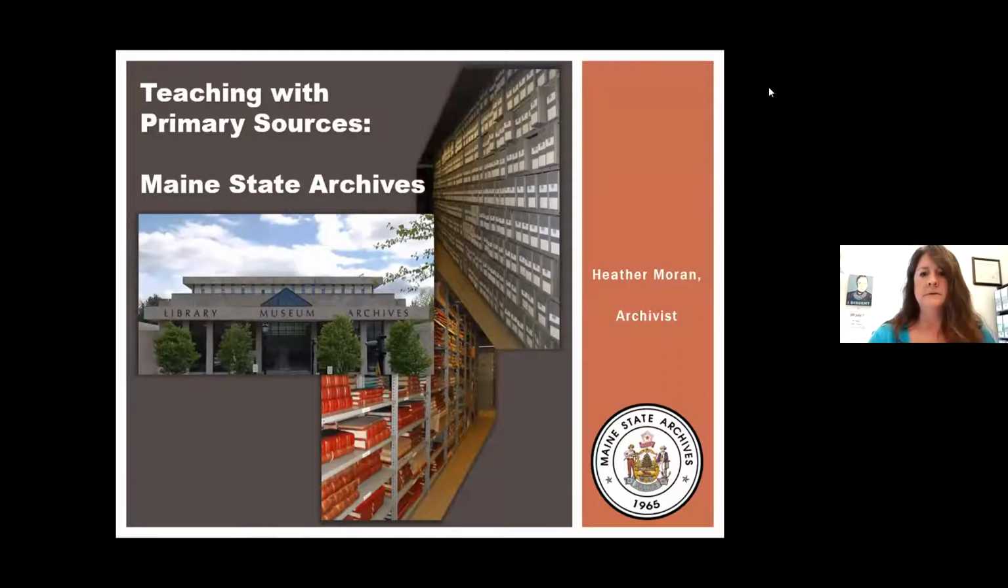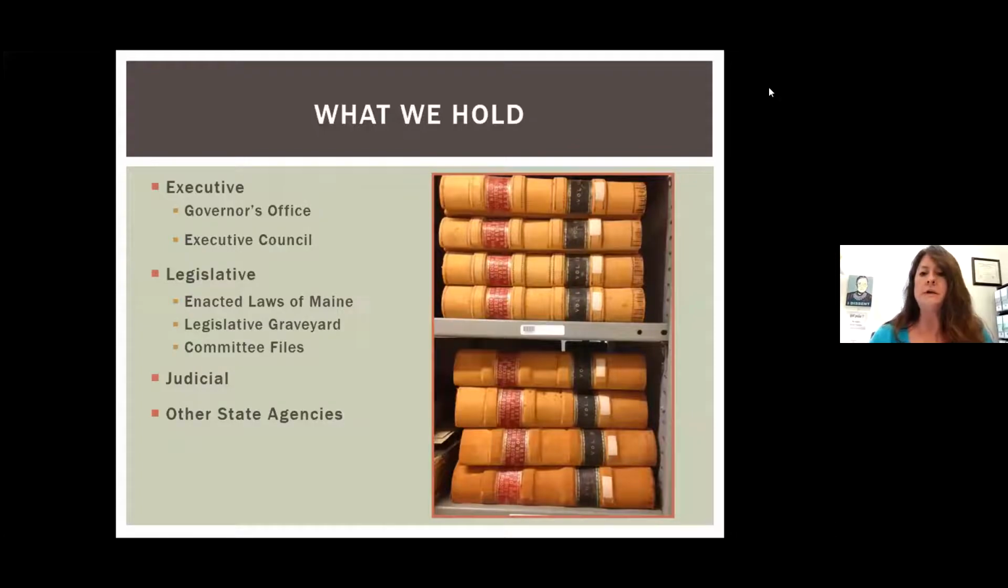So, as I said, I'm the archivist here at the Maine State Archives, and the archives is responsible for holding all of the records of Maine State government. That includes the branches of government. We've got executive, obviously, the governor's office and executive council, the legislative branch of government, as well as court records, and also all of the other state agencies, including the defunct agencies that either have gone defunct or they've morphed into different names. So we have a vast amount of records.